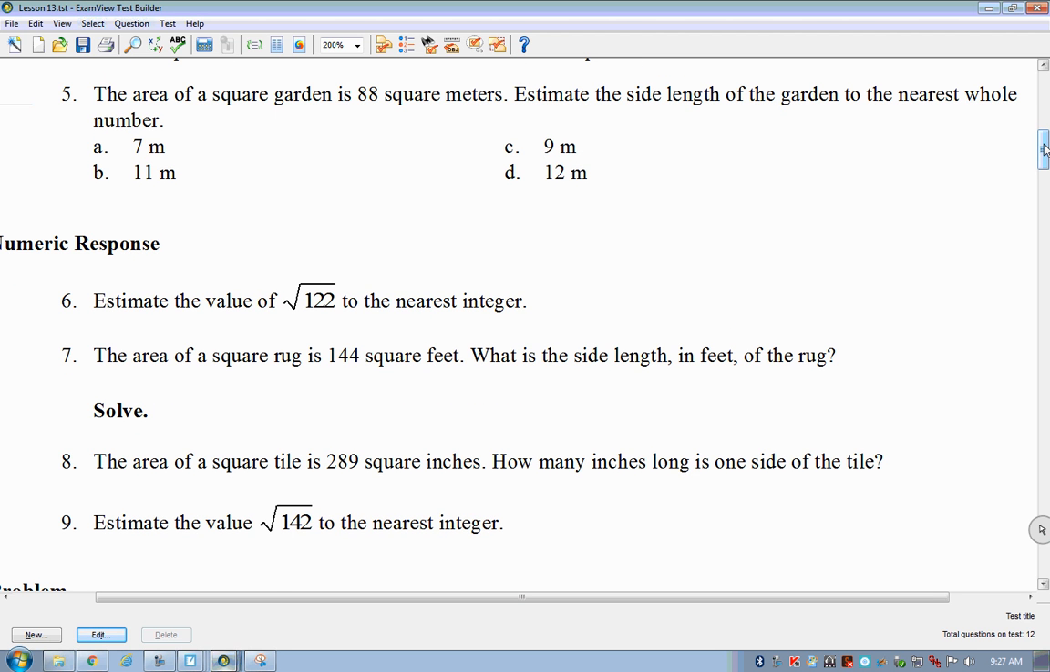Number 5. Similar, it says the area of a square garden is 88 square meters. Is 88 a perfect square? No. All right, so what perfect squares does 88 show up between?